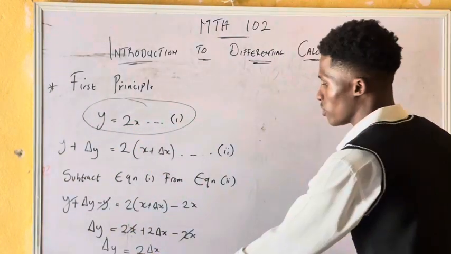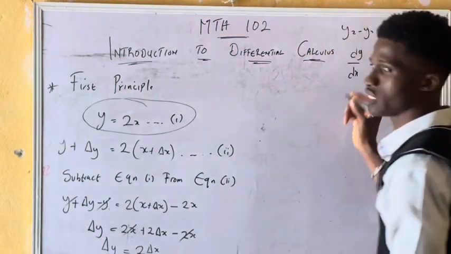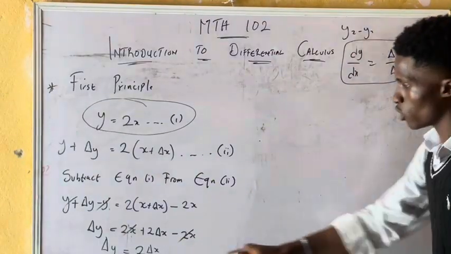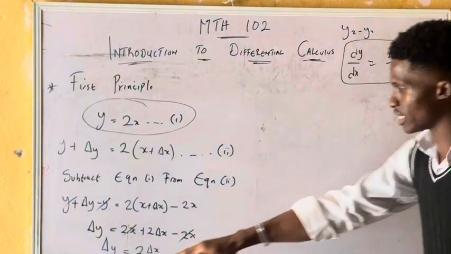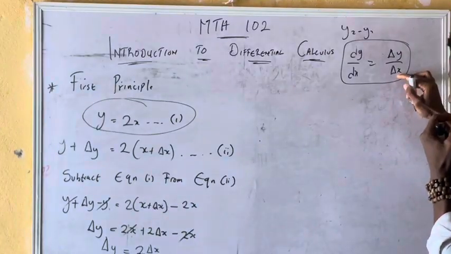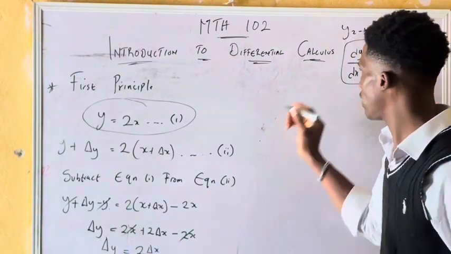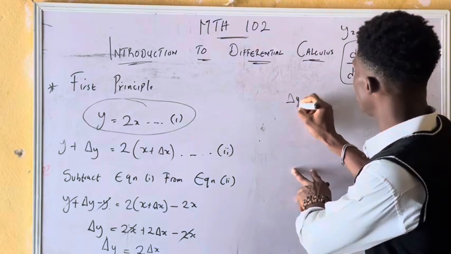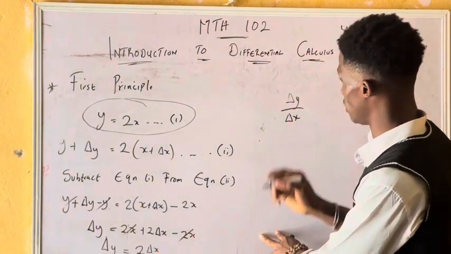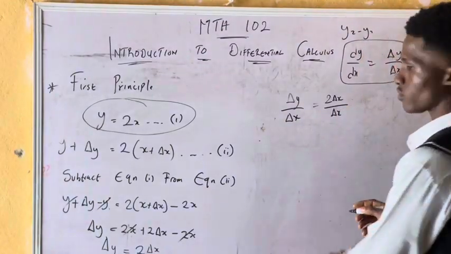Now, this is change in y and this is change in x. So how do we get dy over dx, which is the same thing as change in y over change in x? How do we get this? We have change in y here. How do we get it over change in x? We simply divide both sides by change in x. So this is change in y over change in x. We are dividing this side and this side by change in x, so we have 2 change in x over change in x.